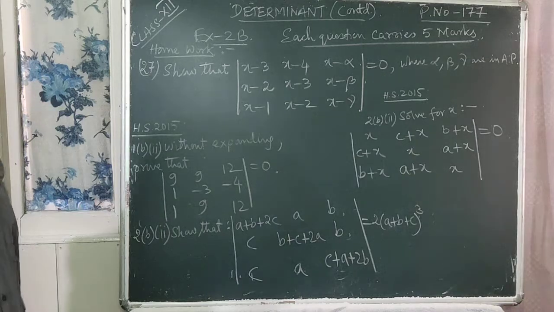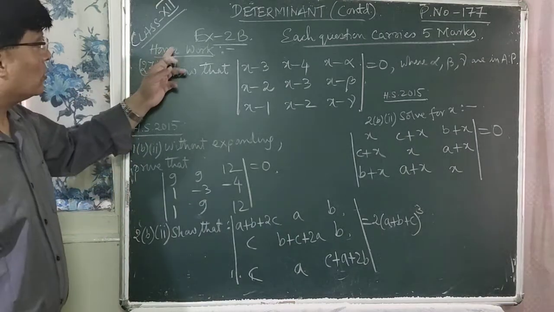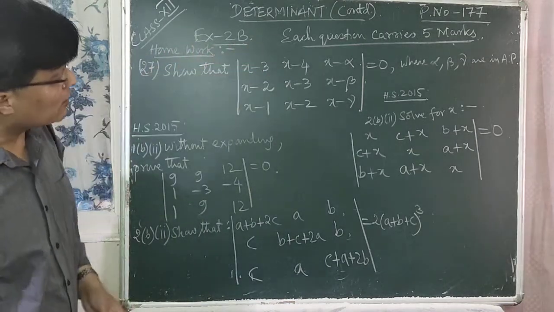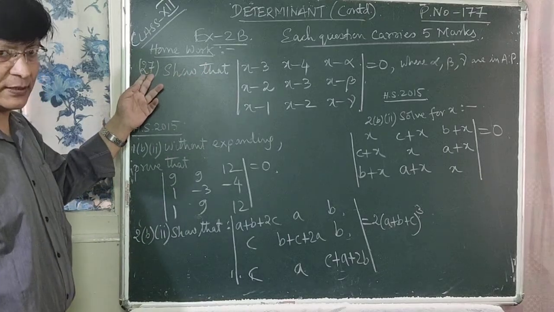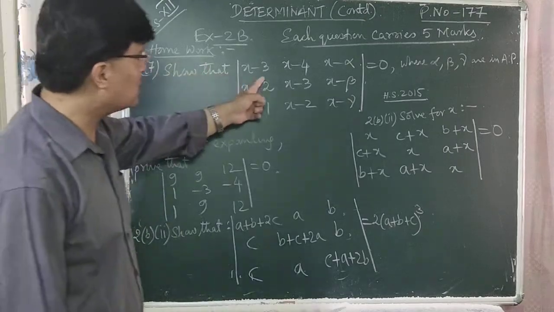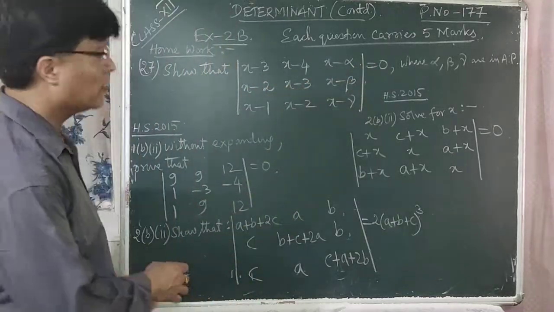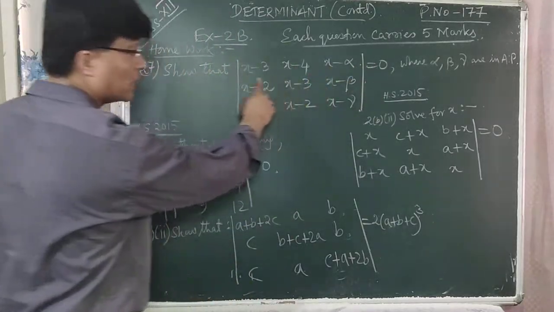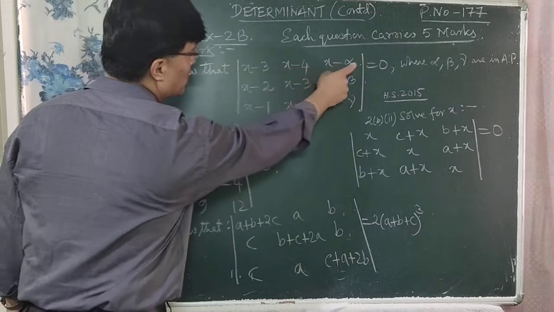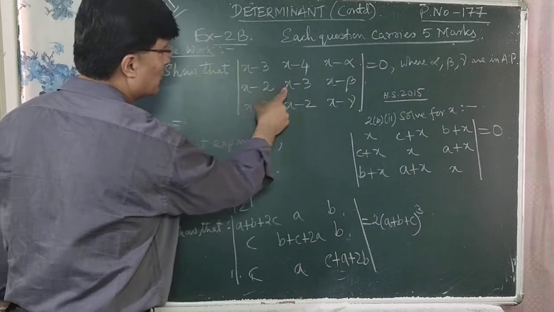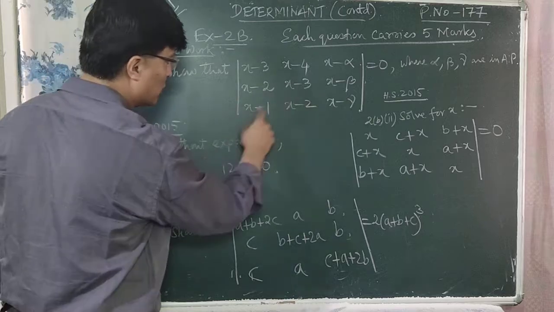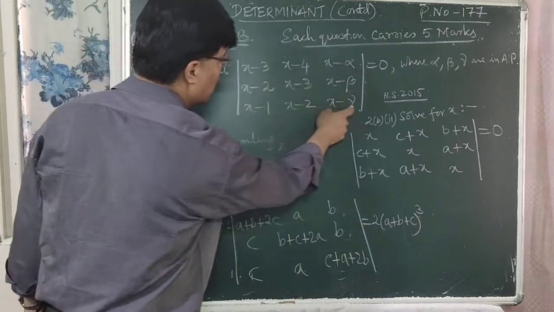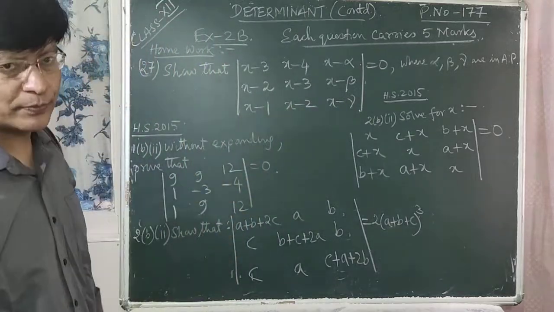So these are your homework. Exercise 2B, each question carries 5 marks, page number 177. This question is number 27. You have to show that this determinant is equal to 0. What is the first row here? X minus 3, X minus 4, X minus alpha. X minus 2, X minus 3, X minus beta is in the second row. What is the third row? X minus 1, X minus 2, X minus gamma, which is equal to 0.